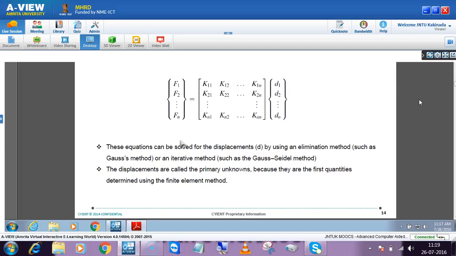So these are the global assembly equations. These equations can be solved for displacement by using elimination methods like the Gauss method or Gauss-Seidel method. Displacements are the primary unknowns, as I mentioned earlier, and they are the first quantities determined using this method.